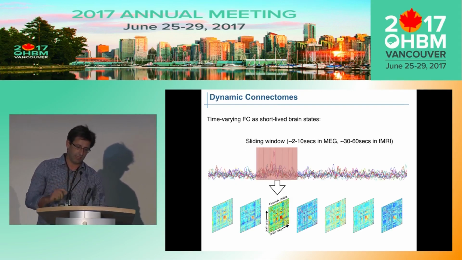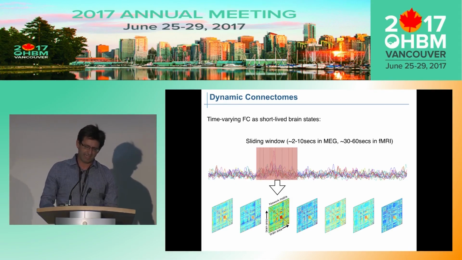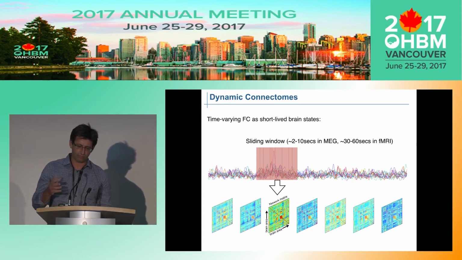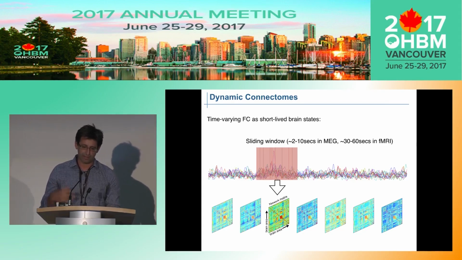So even with MEG data, we tend to end up using windows on the order of several seconds in width. And in fMRI, those people that have tried to do this end up using windows in the order of about a minute. So we're really missing out on potentially interesting information at fast timescales, particularly in the electrophysiological data where we have millisecond temporal resolution.